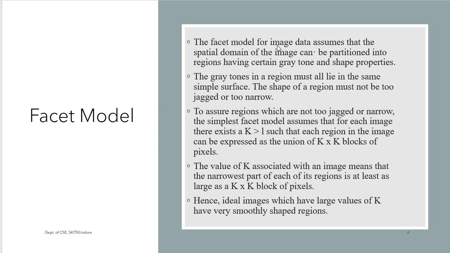So the facet model for image data assumes that the spatial domain of the image can be partitioned into regions having certain gray tones and shape properties. We are going to partition the image into regions having certain gray tone and shape properties. The gray tone in a region must all lie on the same simple surface. The shape of a region must not be jagged or too narrow. Whatever gray tone we are talking about should lie on the simple surface.